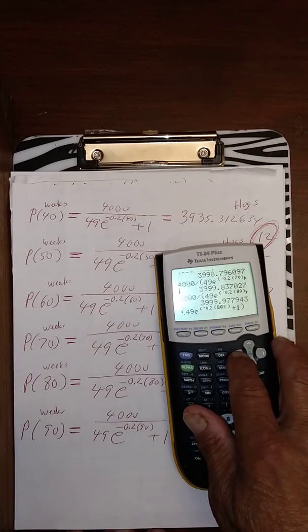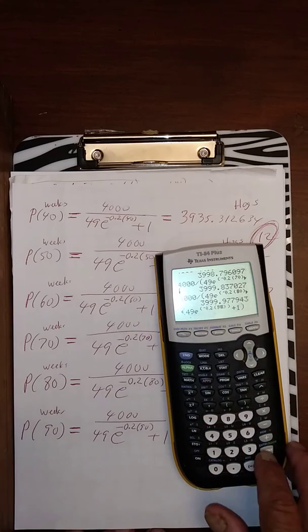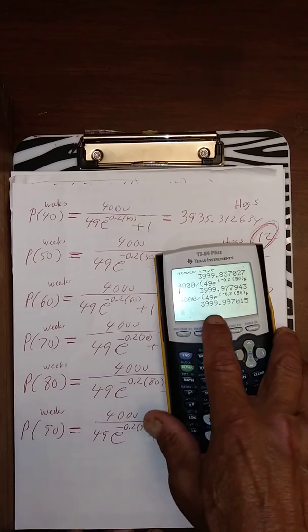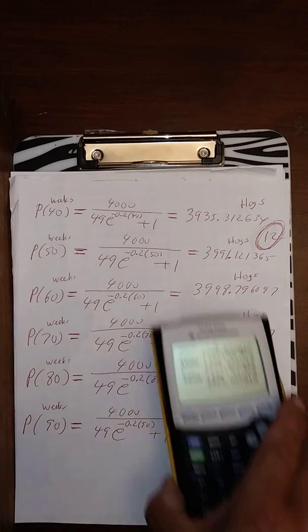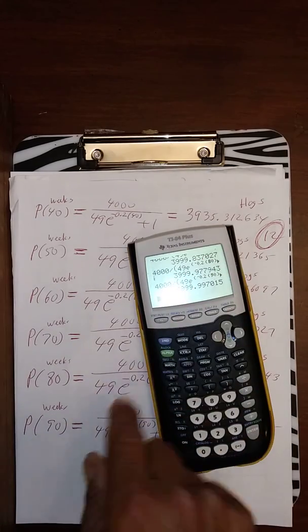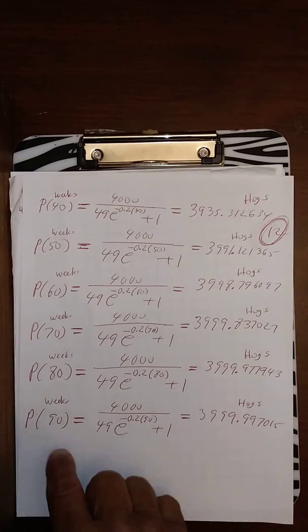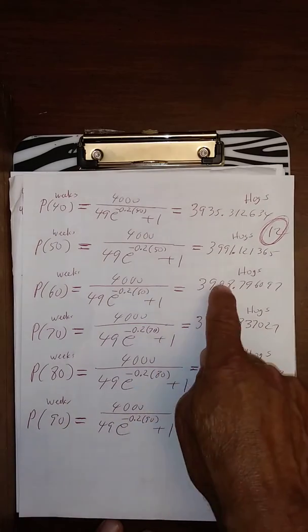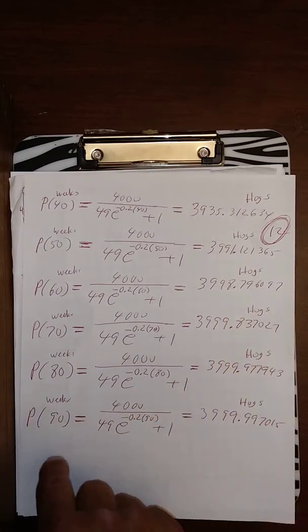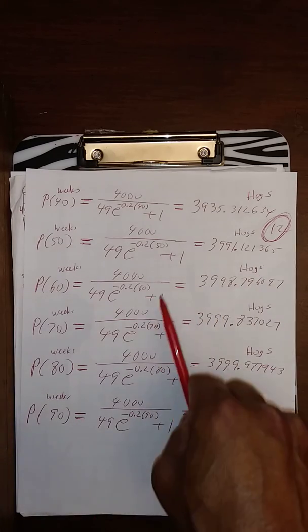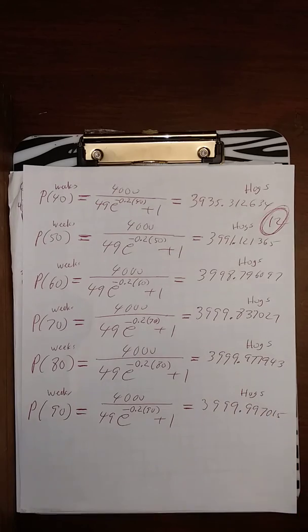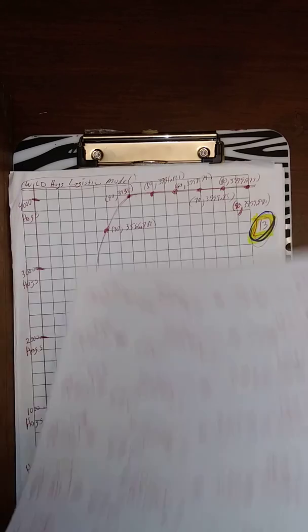And the last one here is 90. Let's put a 90 in there. We ended up with 3999.97. So now, those are the answers we got for the population. And also notice, at first the graph goes up super fast, exponential, and then it levels off, the logistic. So let's do a picture of this.